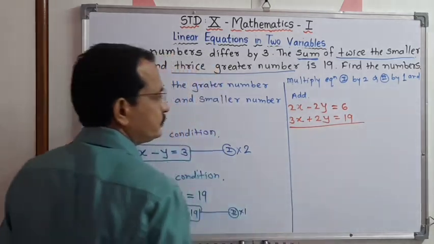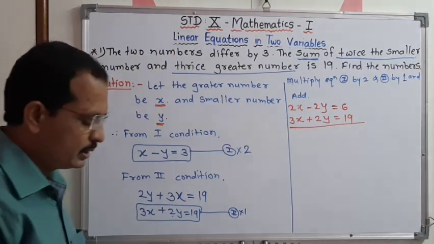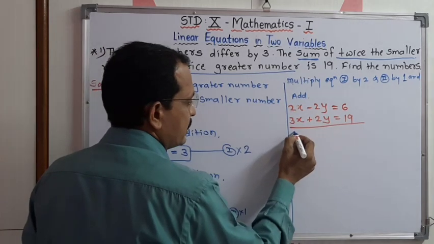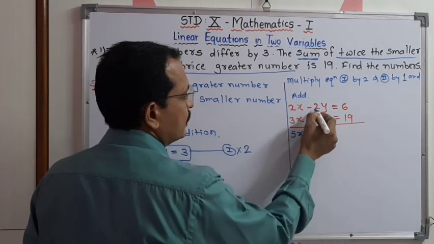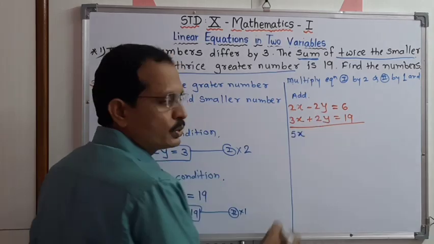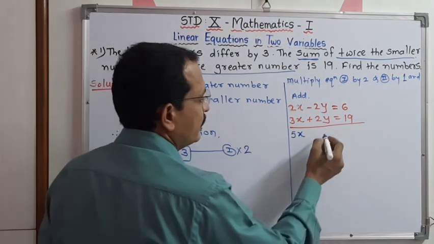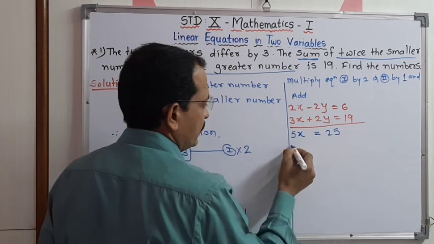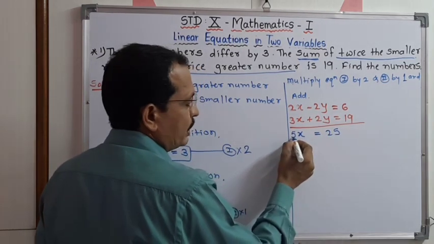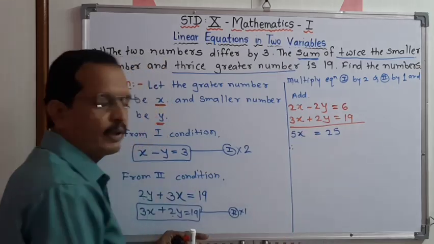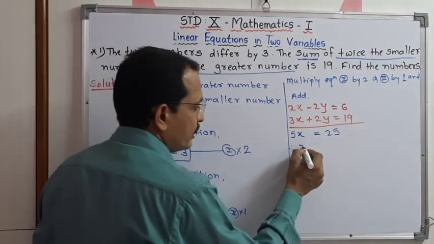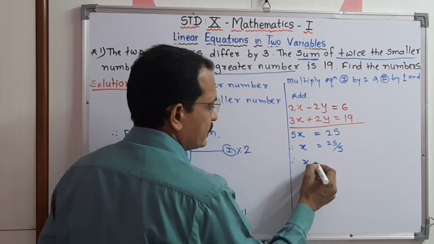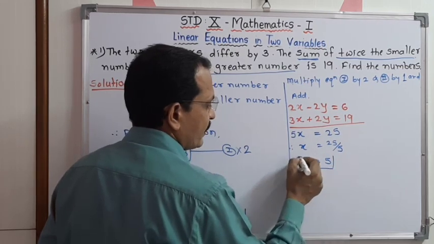Just we have to do the addition. Therefore we get here 2x plus 3x, it is 5x, minus 2y plus 2y, it is eliminated, and 19 plus 6, it is 25. Therefore, divide by 5 on both the sides, we get here x is equal to 25 upon 5. Therefore x is equal to 5.